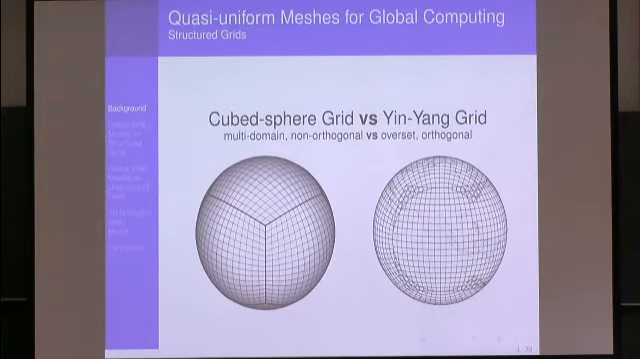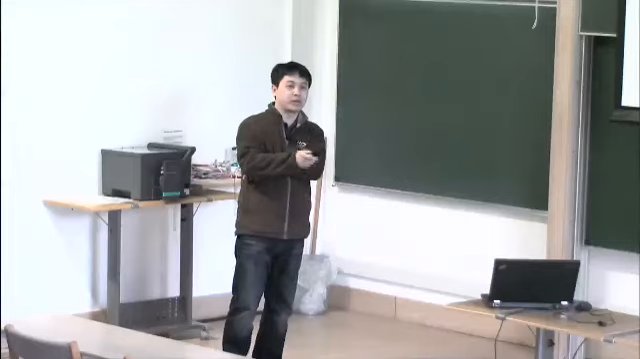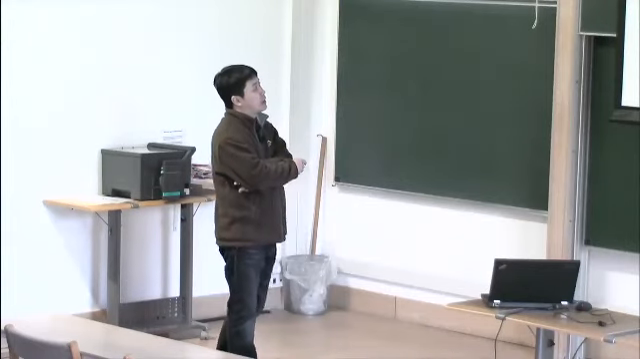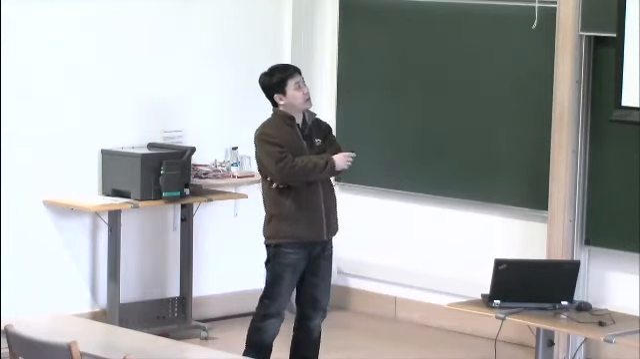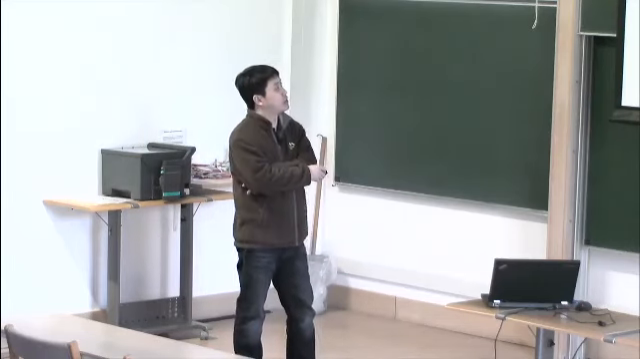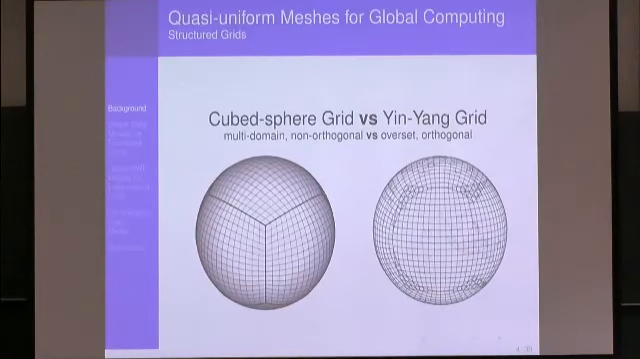The first point of view in our study is that computational meshes with quasi-uniform grid spacing are preferred. There are several such kinds of grids developed recently. I guess everyone in this room must be very familiar with these grids. In our study, we classified these grids into two types. The first type is multi-domain structured grids. The representative ones are the cubic sphere grid and the yin-yang grid.